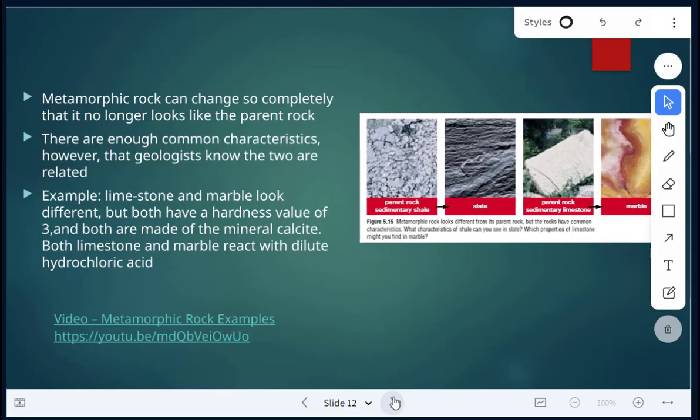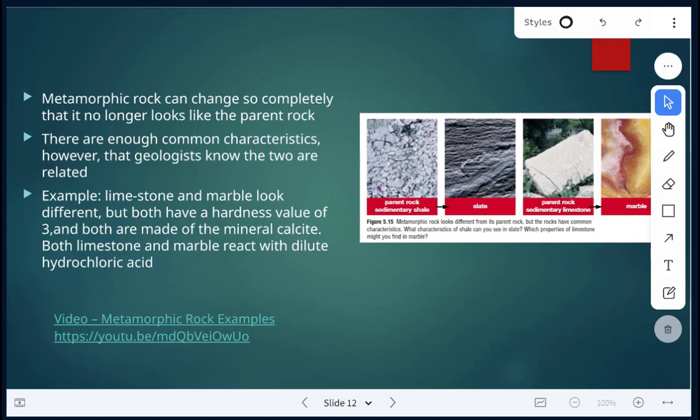Metamorphic rocks can change so completely that they don't look anymore like the parent rock. There are enough common characteristics though, so geologists are able to know that the two are related. An example is limestone and marble. They look different, but they both have a hardness value of 3. They're both made of the mineral calcite. Both limestone and marble react with dilute hydrochloric acid. So those are some characteristics.